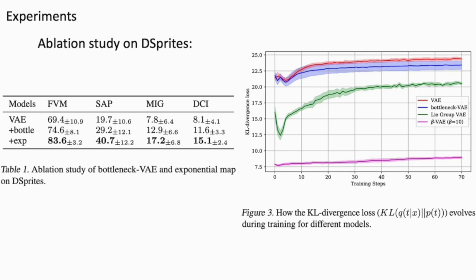Here we show the experimental results. We conduct evaluation studies on disparate datasets. We first check the impact of bottleneck VAE and the matrix exponential mapping. Both components will improve the baseline VAE on disentanglement learning. On the right-hand side, we show how the KL divergence term evolves during training. We can see when the group structure is used, the model can more adaptively learn variations during learning, while the change in other baselines is less drastic.